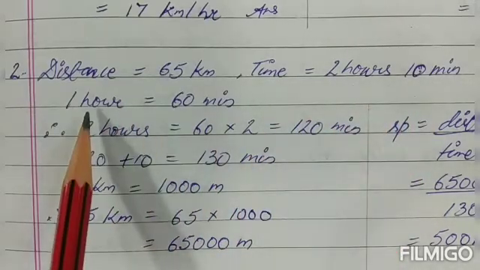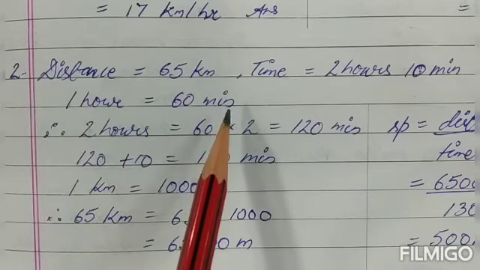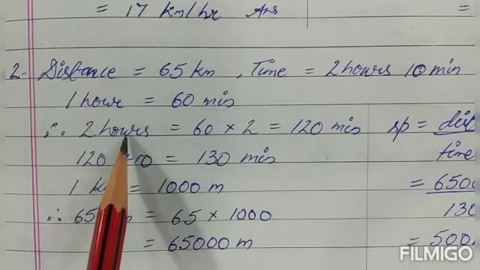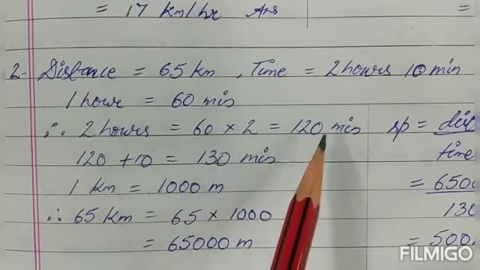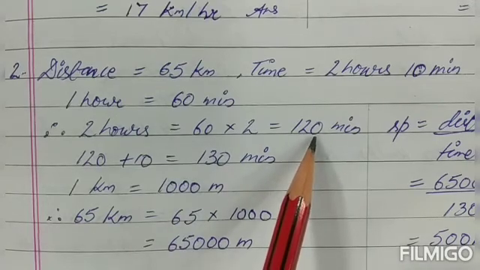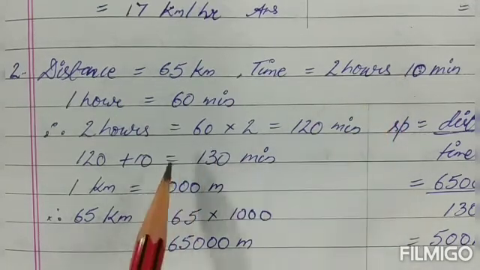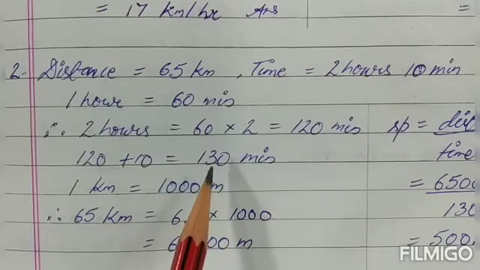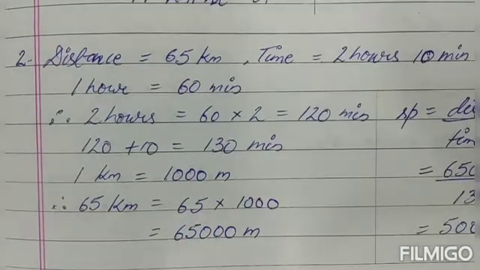Now we know, children, 1 hour is equal to 60 minutes. That means 2 hours means how much? 60 into 2, that is 120 minutes. Now 120 minutes plus 10 minutes, that is total time is 130 minutes.